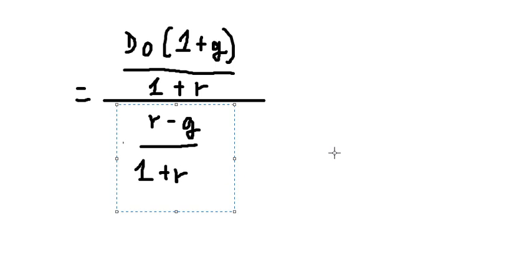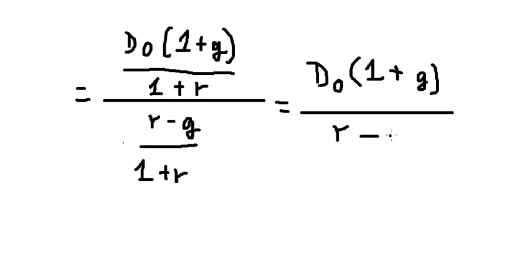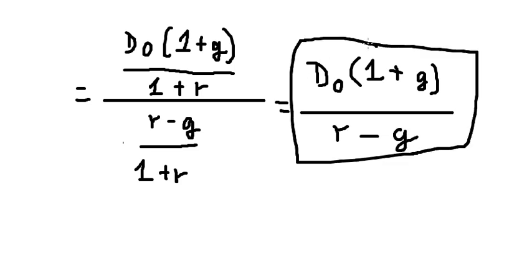So we see that we have 1 plus r, 1 plus r. We simplify again. And now we have the final answer. And this is the final answer we need to find here.